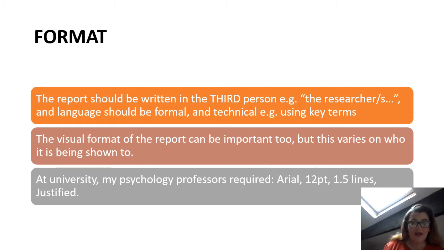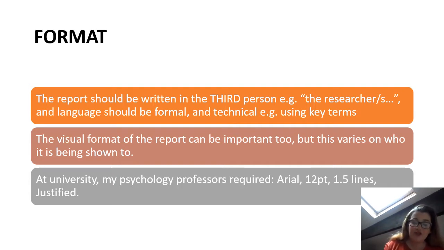So first of all, it should be written in the third person. You would never say I. So when I have a go at you for putting I think in the essays that you do, just don't do that. We don't do that as psychologists, and it's getting you ready to become a psychologist as well. If you choose to do that in the future, or any research field, you would never say I think. So it's always in the third person. So the researcher, for example, and the language should be formal and technical, key terms used throughout. So that is why we reinforce that every single lesson, because you are studying a scientific subject.